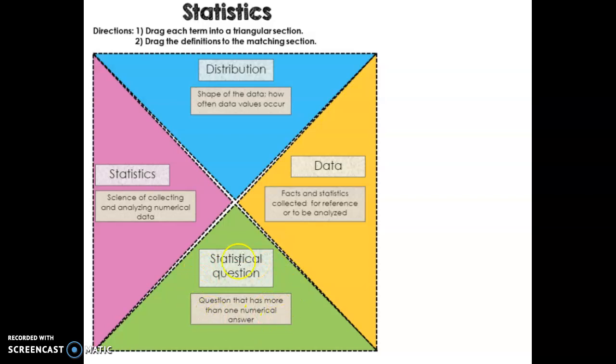What we're going to focus on today is statistical questions, and these are questions that have more than one numerical answer. So if I were going to ask everyone in the class how many pets they have or how many minutes they spent on online school yesterday, those are statistical questions. There's more than one numerical answer. So we will talk later about distributions, but today we're really going to focus on statistical questions right here.